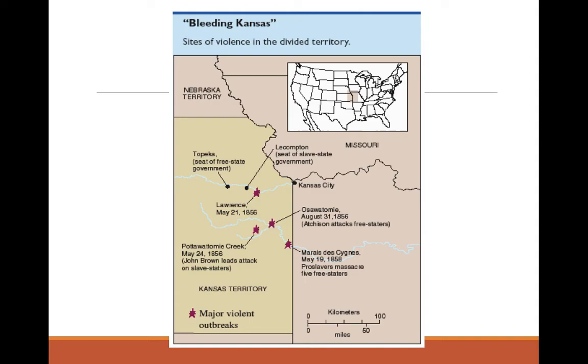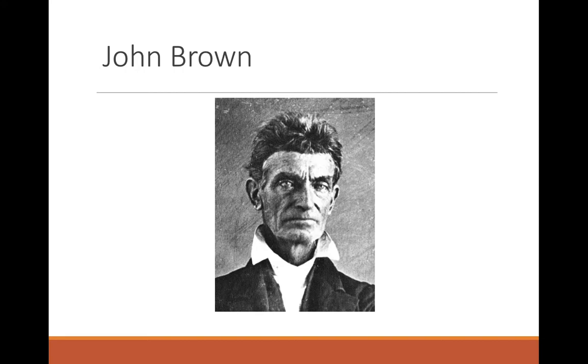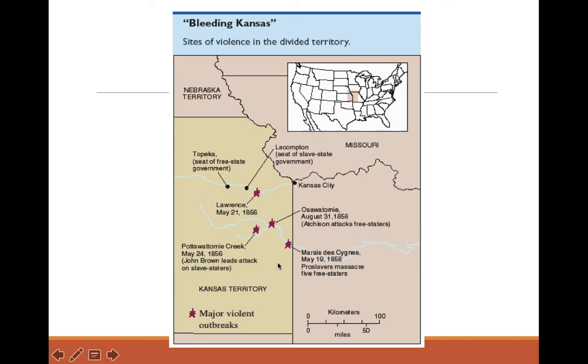Both the North and the South are going to take this popular sovereignty in the Kansas Territory and decide that, well, they are going to send enough people there to make sure that Kansas becomes either a slave state or a free state. A key player in this is going to be John Brown, who some of you researched. Northerners, especially religious people from New England, rush settlers to Kansas to try to get them to vote to make it a free state. But they're overwhelmed by a number of people from Missouri who cross over for a vote. And those people are called border ruffians.